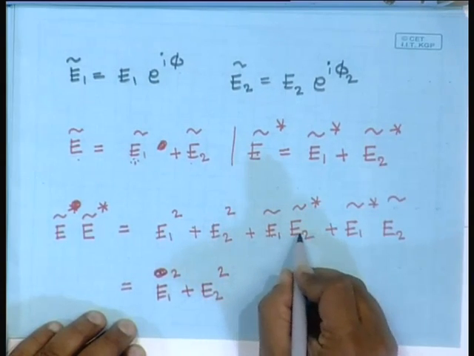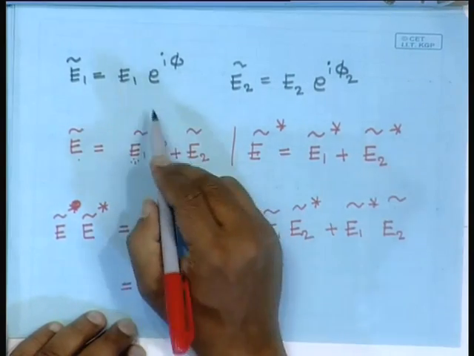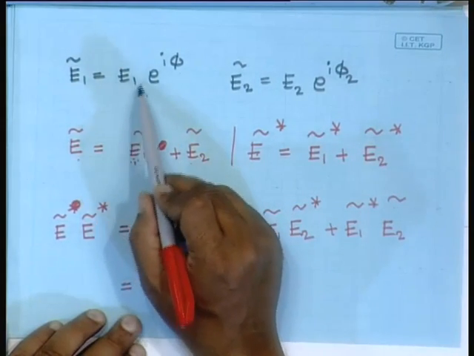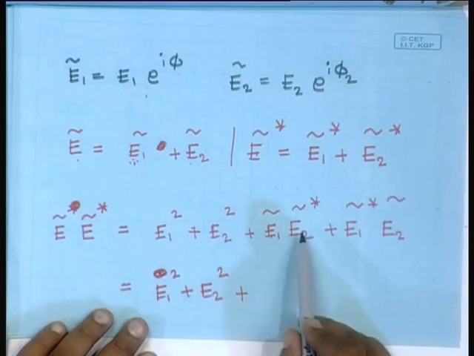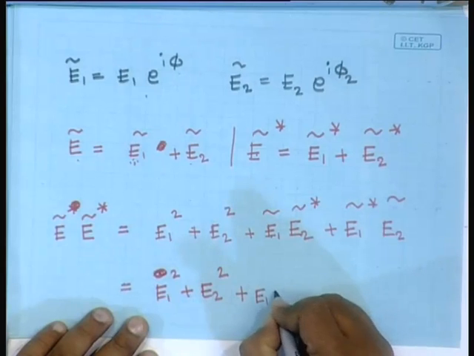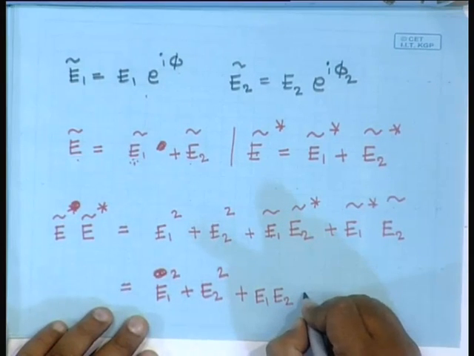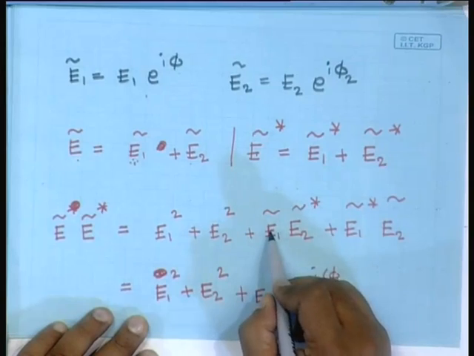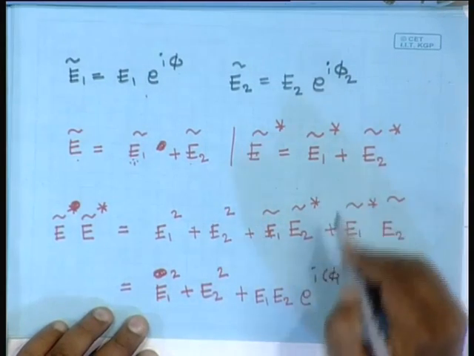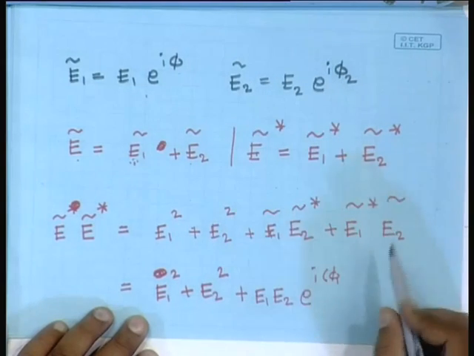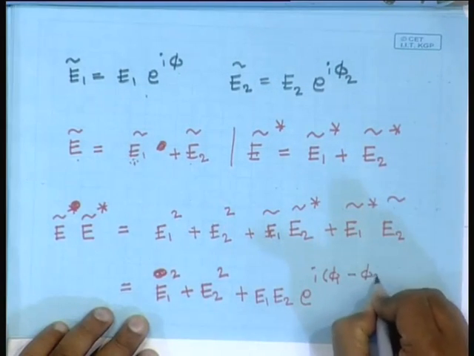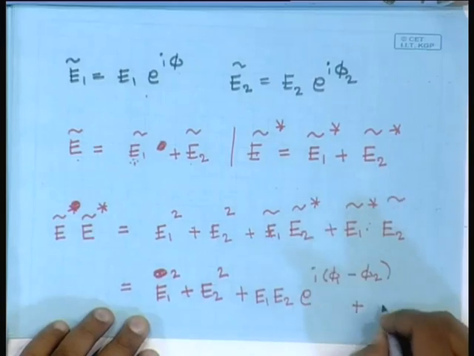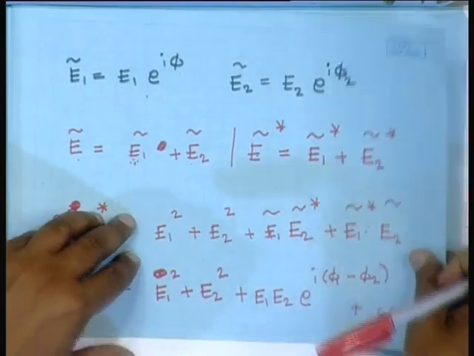Now, we can write this using these two expressions for E1 and E2 in terms of the real magnitude and the phase. So, this whole thing will become E1 E2 into e to the power i phi 1, and this will give us e to the power minus i phi 2, because when I take a complex conjugate I will pick up a minus sign. So, I have e to the power i (phi 1 minus phi 2) plus this term, which, notice, is just the complex conjugate of this. So, let me write down these.